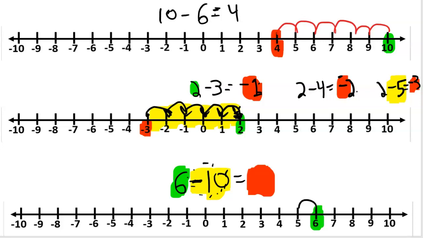Taking away. 1, 2, 3. You know what the answer is going to be? Do you know? 3, 4, 5, 6, 7, 8, 9, 10. Interesting. So it's a negative 4.